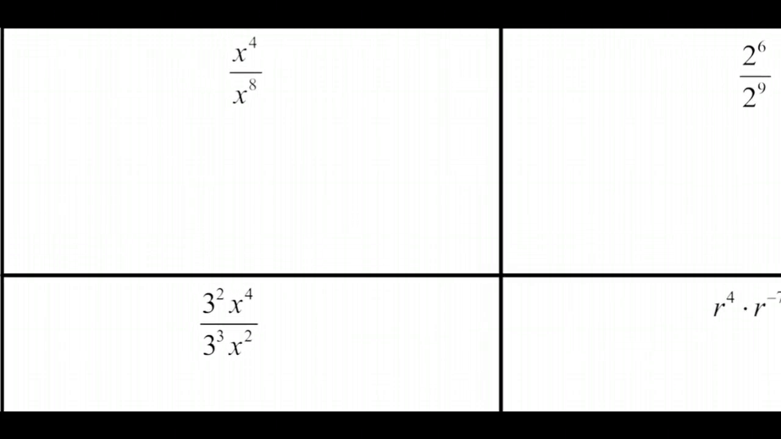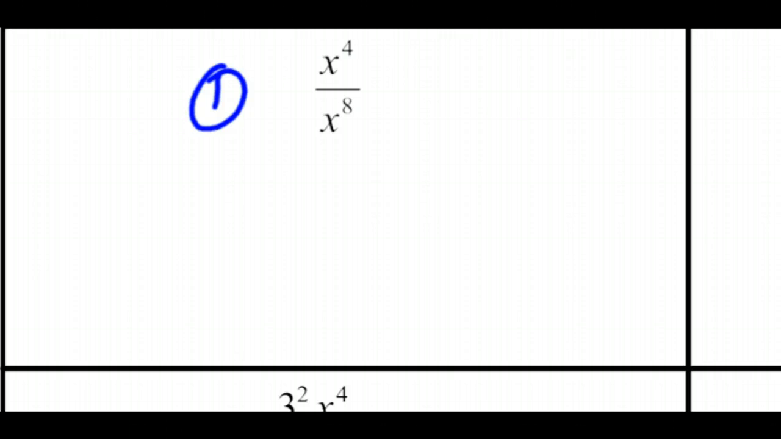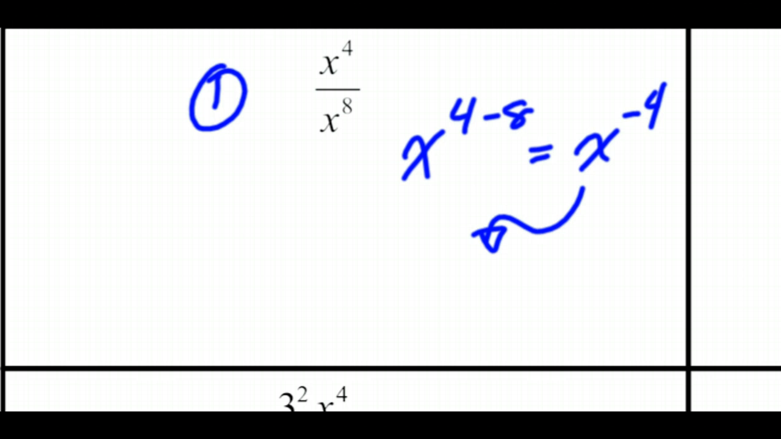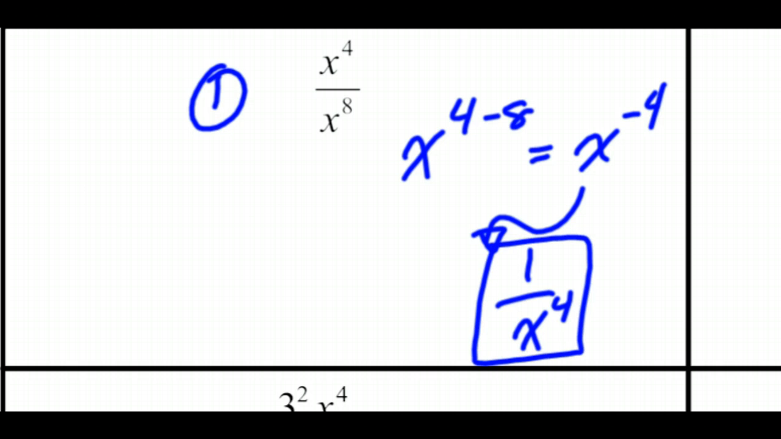So, for number one, x to the fourth over x to the eighth. This gives us x to the 4 minus 8, which is x to the negative fourth, which is the same as 1 over x to the fourth, because a negative fourth in a regular expression, or in the numerator, flips the exponent down, or the power down, to the denominator.